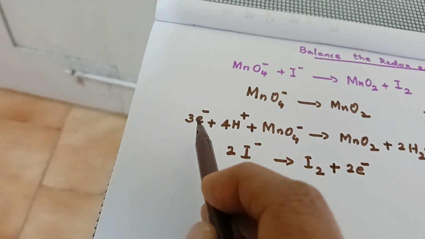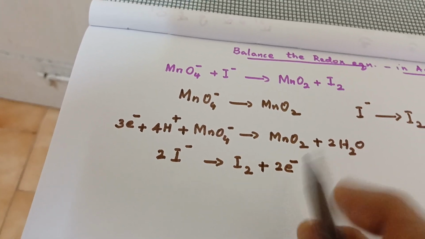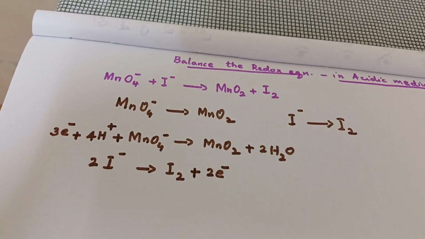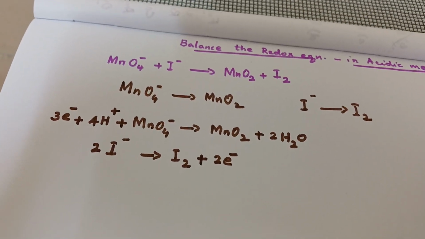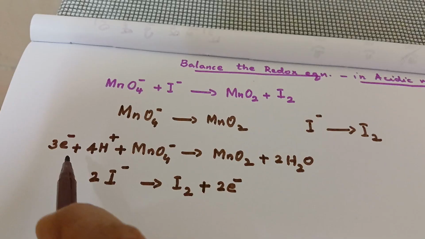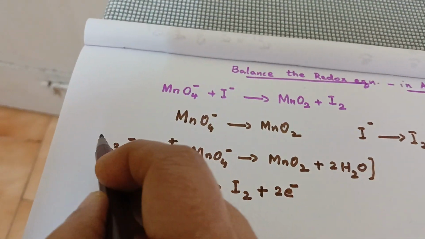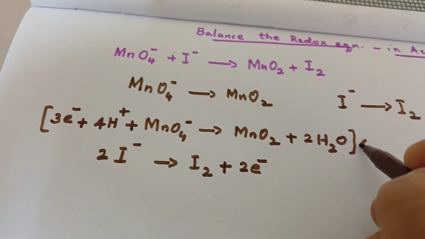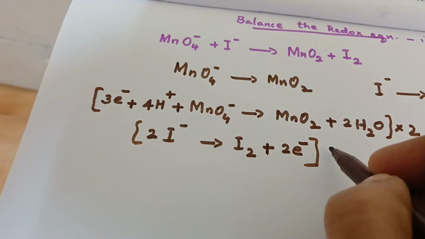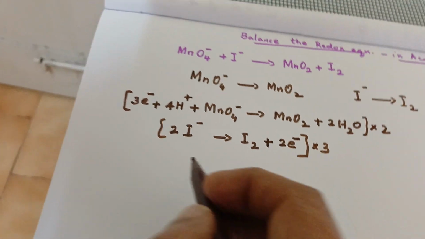But we have 3 electrons in the first equation and 2 electrons in the second equation. The LCM of 3 and 2 is 6. And so in order to make the number of electrons equal to 6, we can multiply this equation by 2 and this equation by 3. So let us multiply and write them.